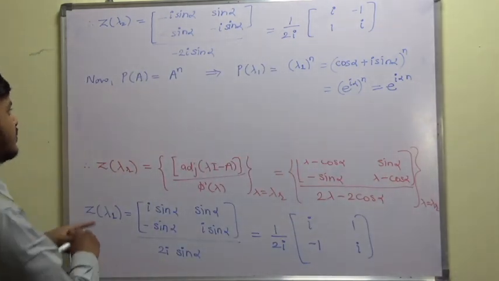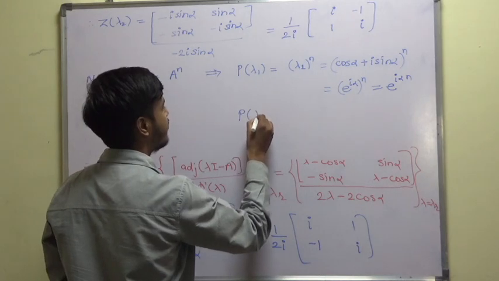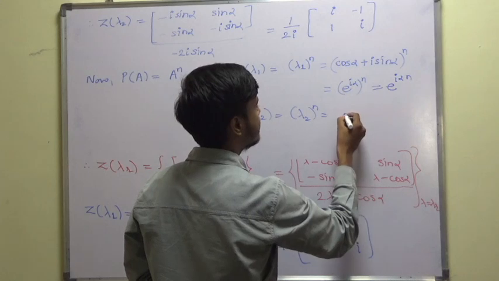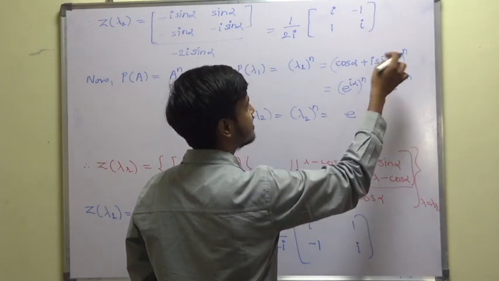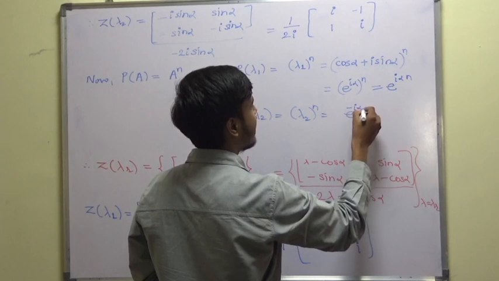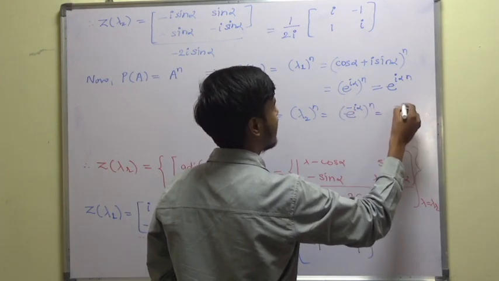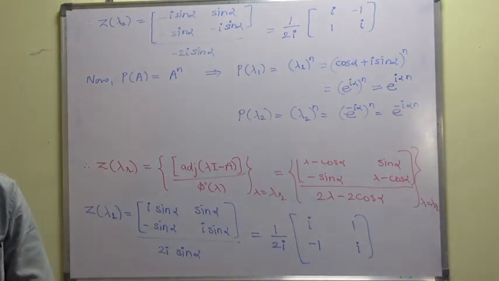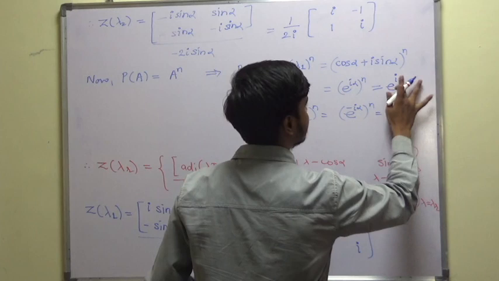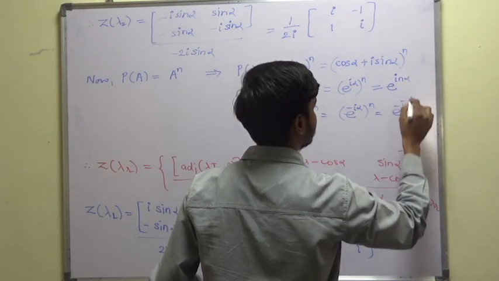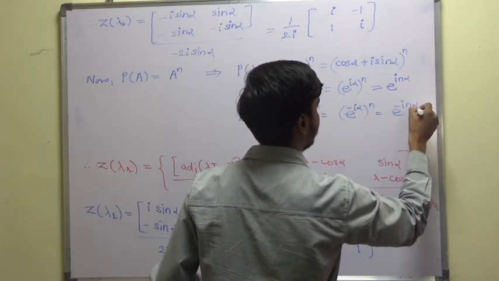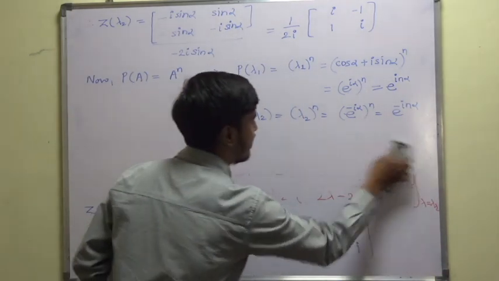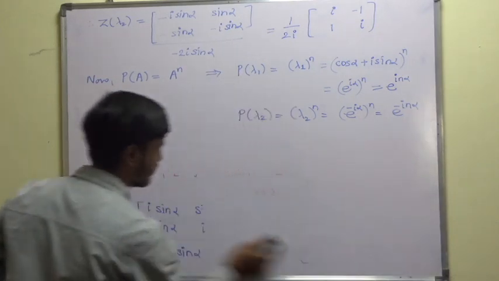P of lambda 2. So I will be writing P of lambda 2 is equal to lambda 2 power n, which can be written as e to the power, what is cos alpha minus I sin alpha? So it should be minus I alpha power n. This is e to the power minus I alpha n. Okay. So you can write I n alpha also, to not get confused. So this is like I n alpha. Okay. Now after getting this, we got all the things. Now make use of Sylvester's theorem to find out the result.